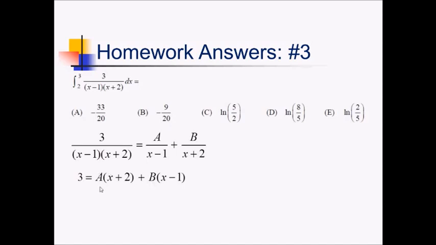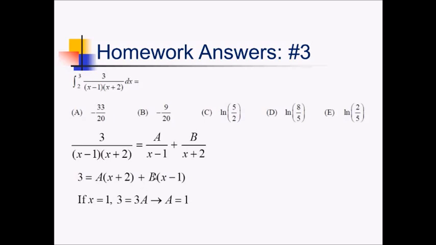To do that, I'm going to pick a value of x that cancels out each of these letters. So if I want to get a, for example, I'm going to pick something that gets rid of b. So if I choose x to be 1, plugging 1 in here is just going to be b times 0, so that's gone. And I end up with 3 equals, well, this is 1 plus 2, so 3a. And then I know that a equals 1.